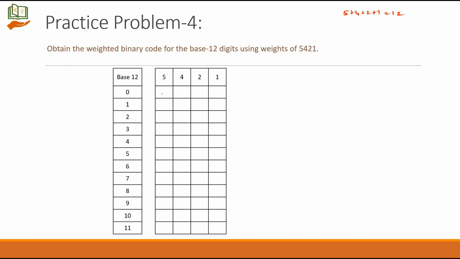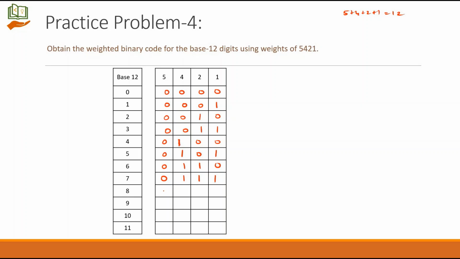How will you represent 0? 0, 0, 0, 0, it's here. How will you represent 1? 0, 0, 0, 1. 2 is represented in this way. 3 is represented in this way. 4 is represented in this way. How will you write 5? Let's take the same order. 4 plus 1 is 5. Then 4 plus 2 is 6. 4 plus 2 plus 1 is 7.